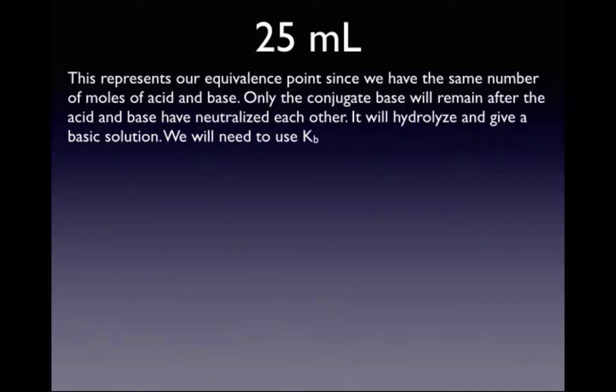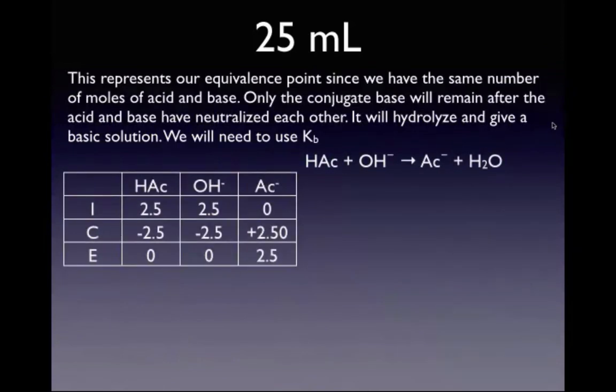So that weak conjugate base will hydrolyze, give us a basic solution. So we're going to need to use the Kb to calculate the pH. So here's our reaction here. Acetic acid plus hydroxide goes to acetate ion plus water. We calculate our millimoles and we end up with 2.5 millimoles of both acetic acid and hydroxide, so minus 2.5, minus 2.5. I'm going to have plus 2.5 of the acetate ion. So I have no acetic acid left, I have no hydroxide left, and I have 2.5 millimoles of the acetate ion. I need to calculate the new concentration of the acetate ion.